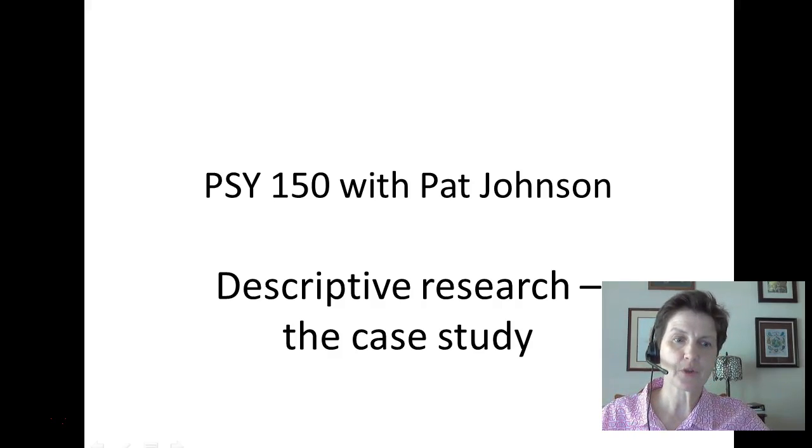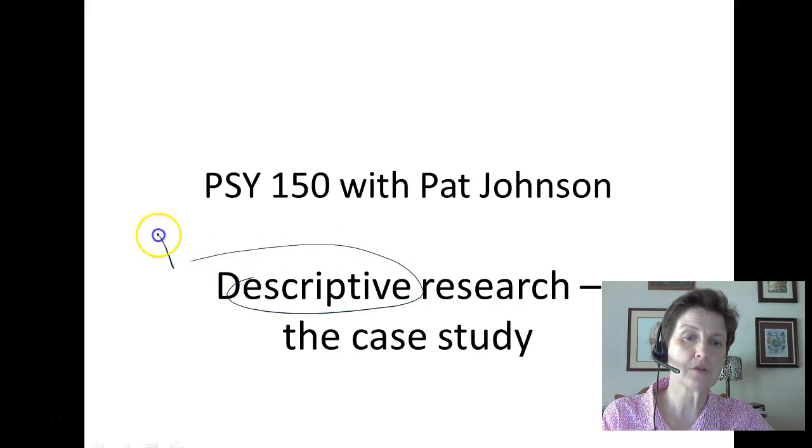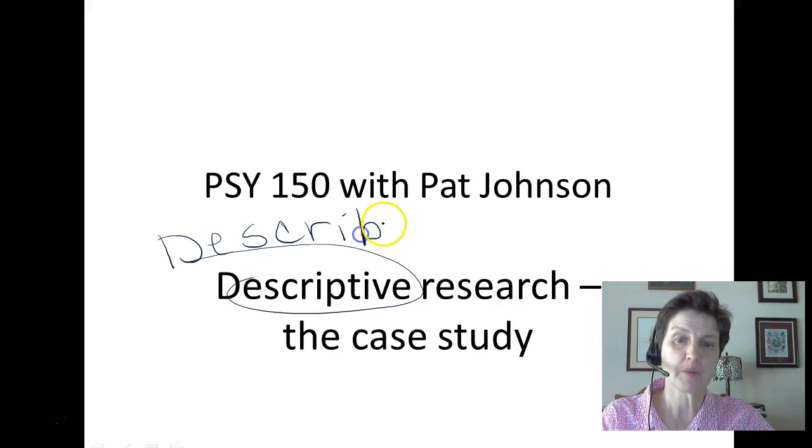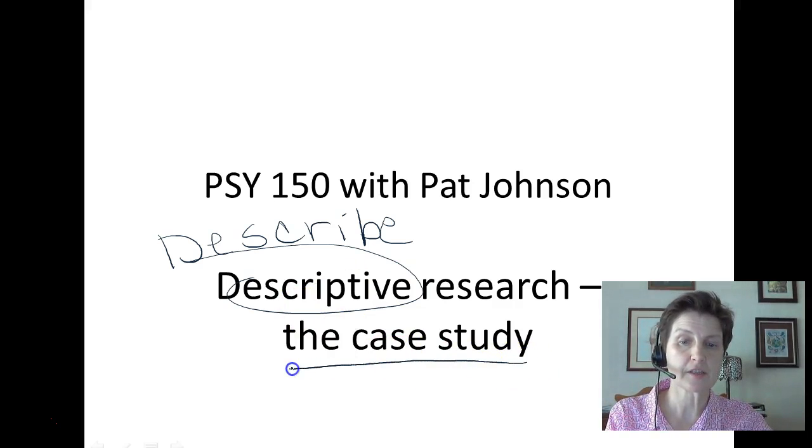Now, what is descriptive research? Well, descriptive research is a type of research where we just describe what's going on. In other words, we're not saying what caused something to happen. We're not even telling about the relationship between variables. We're merely just stating what happened. So the purpose of descriptive research is to describe what's going on. And one type of descriptive research is the case study.